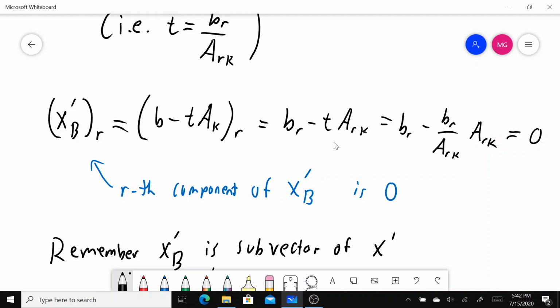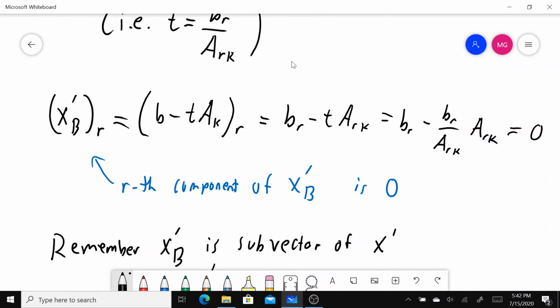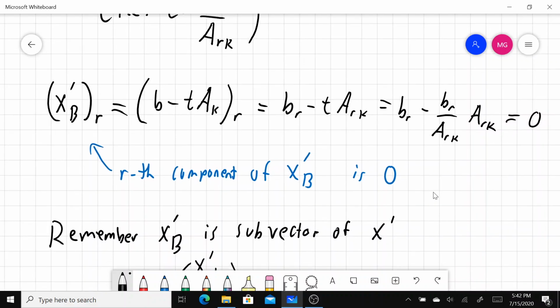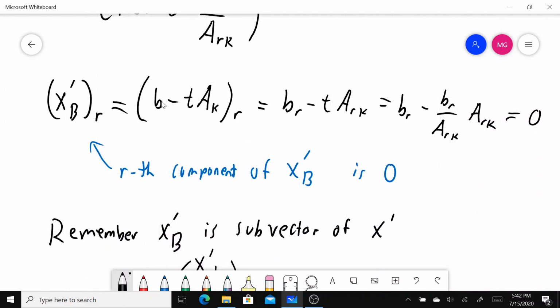If we would have taken t to be any larger than br over ark, then this component here would have become negative, and that would have violated non-negativity. But of course we didn't. That's why we made that choice of t being the minimum of those ratios, and here's the attainment of it. And this is the harshest restriction here. Anyway, this is as good as you can do. So we get that this component becomes 0.